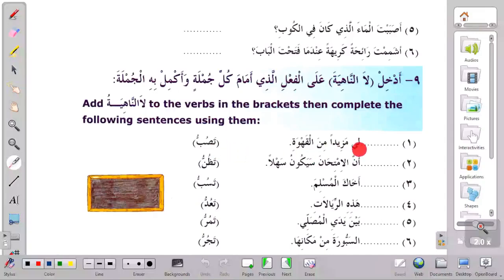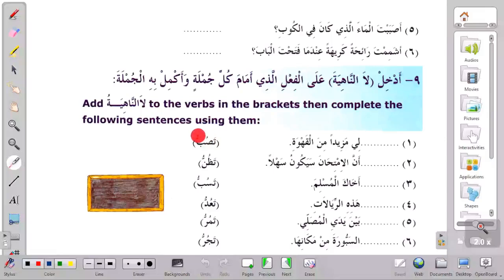Okay, so we have here li mazidan min al-kahwa. If you are commanding someone not to do these verbs, of course la na here comes to prohibit. If I say don't go, don't sit, don't eat, all this is la na in the Arabic context. So we are going to add la na here to these verbs and use it to complete this sentence by means of them.